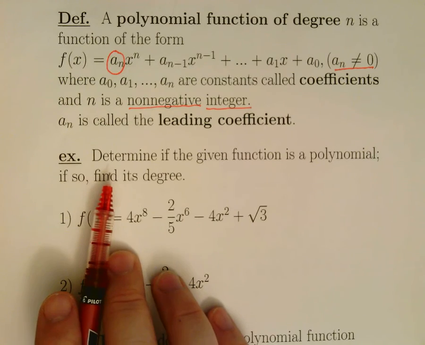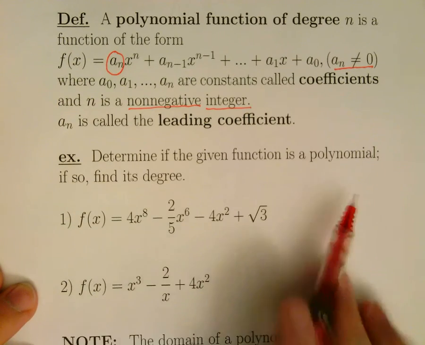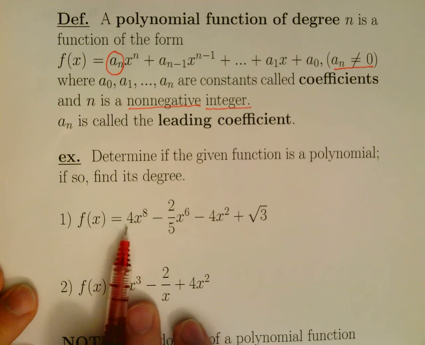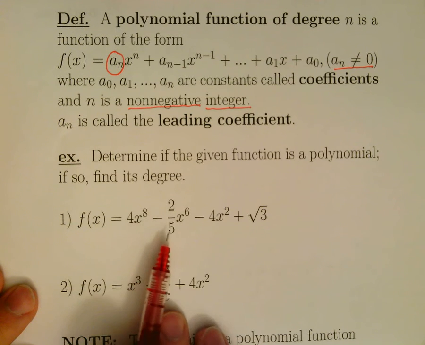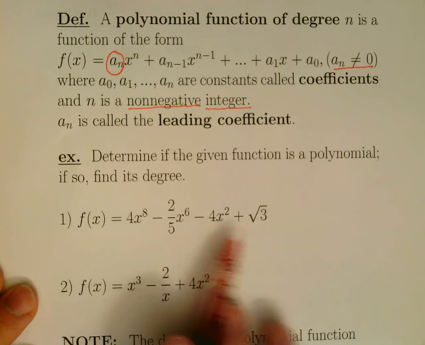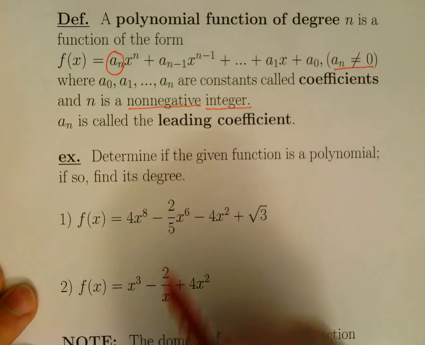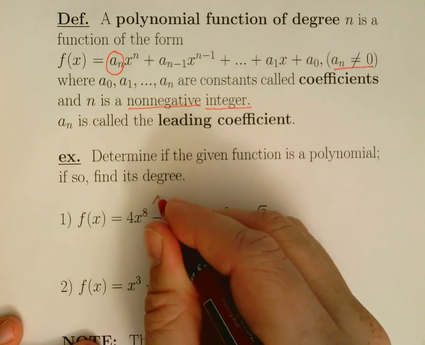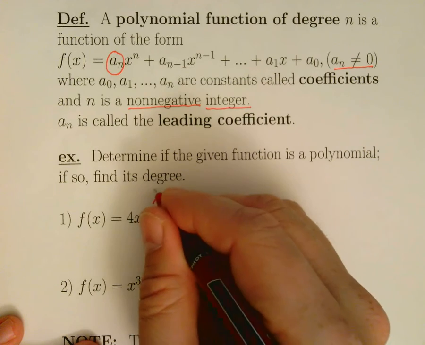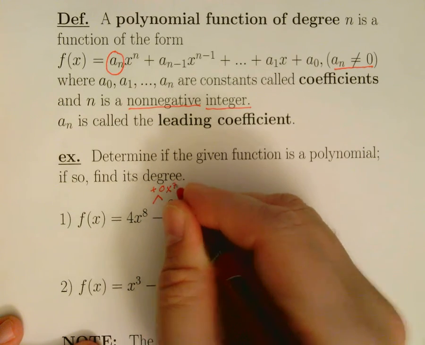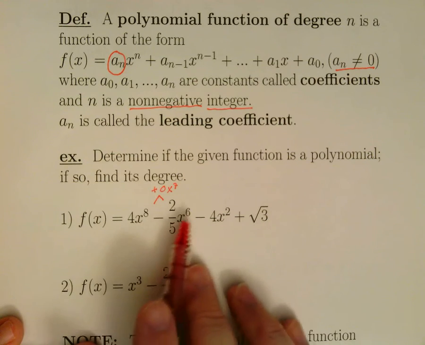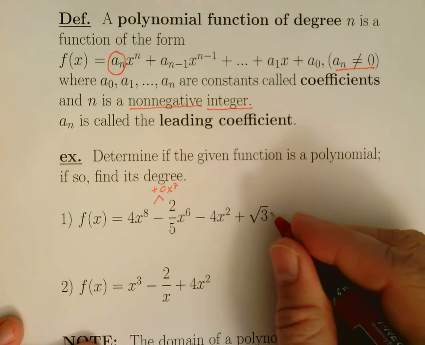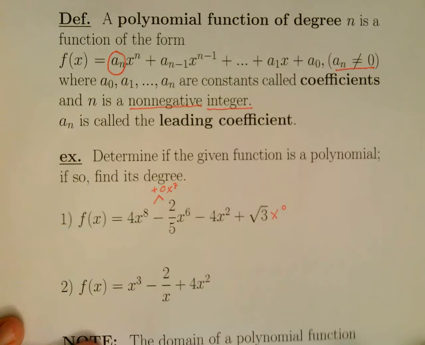So for example, determine if the given function is a polynomial or not, and if so, find its degree. The first one here is some number times x to the 8th minus 2/5 x to the 6th minus 4x squared plus the square root of 3. There's a couple things to note here. You may say, well, what about the x to the 7? That's not in there. But remember, you can think of that as plus 0 times x to the 7. Just because it's not there, you can think of it as 0 times x to the 7. So technically it's all there. In fact, the last term, the square root of 3, you can think of as times x to the 0. So the definition still holds.